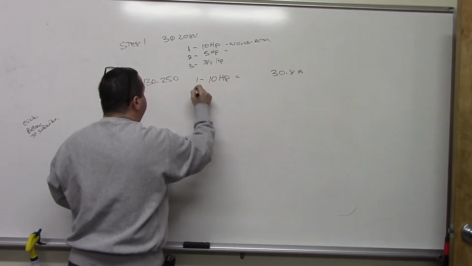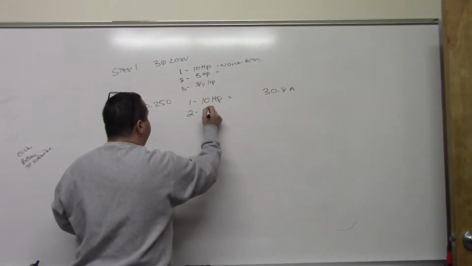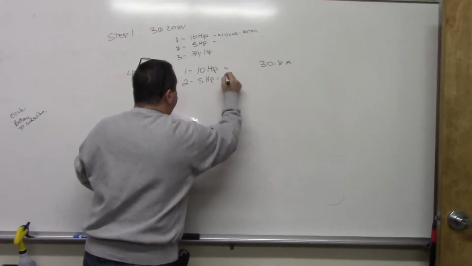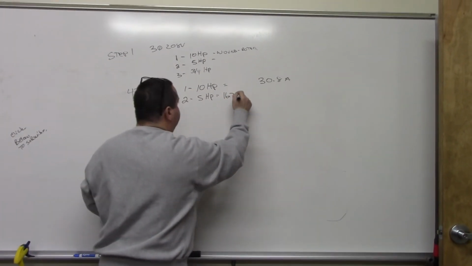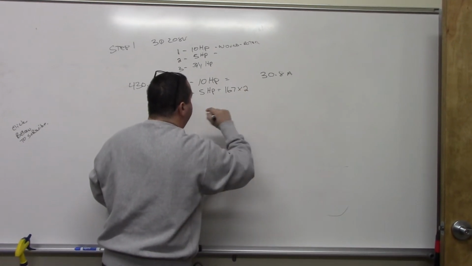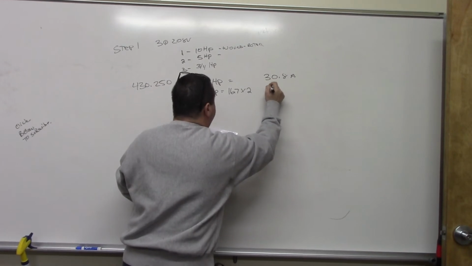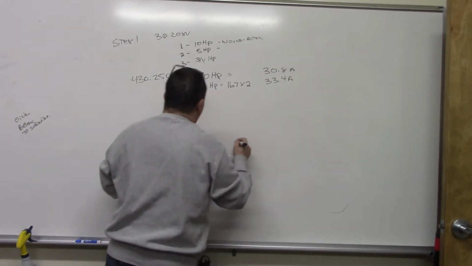We have two 5 horsepower motors, and each one is equal to 16.7 amps. And how many do we have? We have 2. So we're going to times it by 2, which equals 33.4 amps.